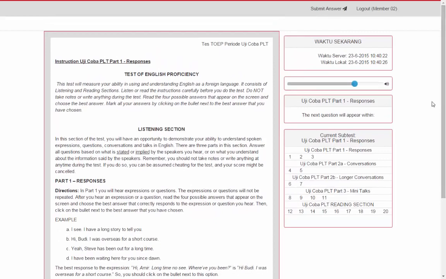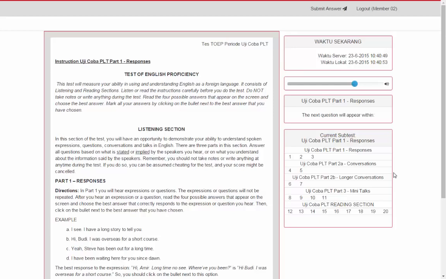Listening section. In this section of the test, you will have an opportunity to demonstrate your ability to understand spoken expressions, questions, conversations, and talks in English. There are 3 parts in this section. Answer all questions based on what is stated or implied by the speakers you hear, or on what you understand about the information said by the speakers.